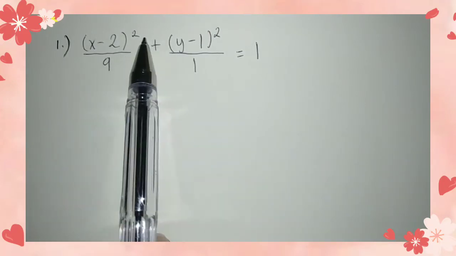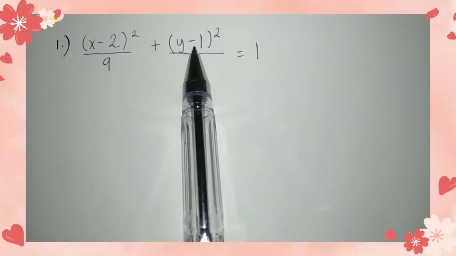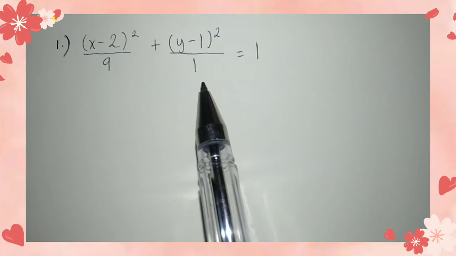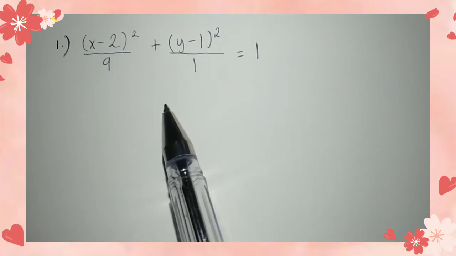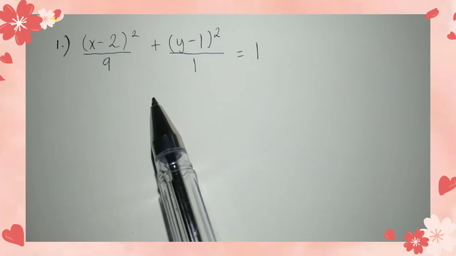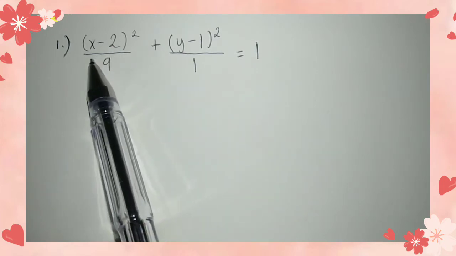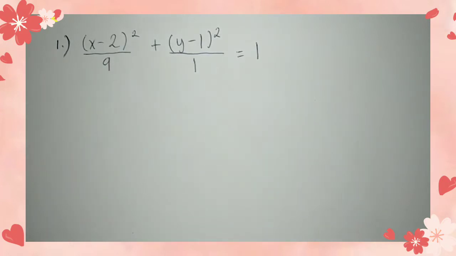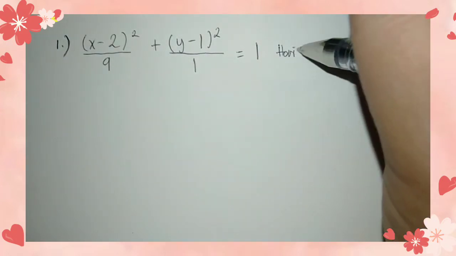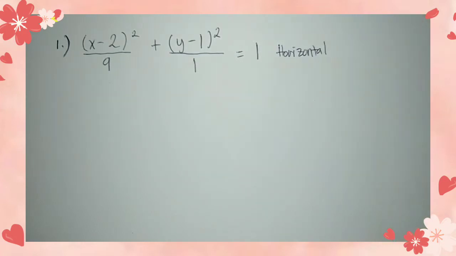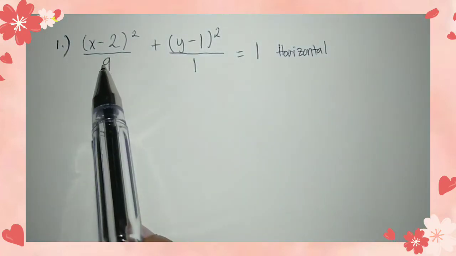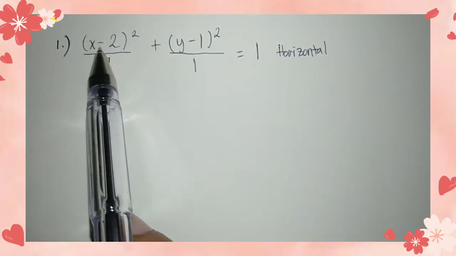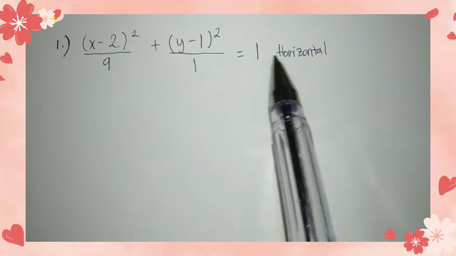We have x minus 2 squared over 9 plus y minus 1 squared over 1 is equal to 1. So, what are we going to do first is to identify a and b. Since a is always greater than b, meaning to say, ang ating a is nandito kay x-axis. Therefore, our ellipse is horizontal. Why is it horizontal ellipse? Kasi po, ang ating a is 9. Since siya yung higher value than 1, so ito yung a natin. And nasa tapat siya ni x-axis, that's why ang ating ellipse is horizontal.